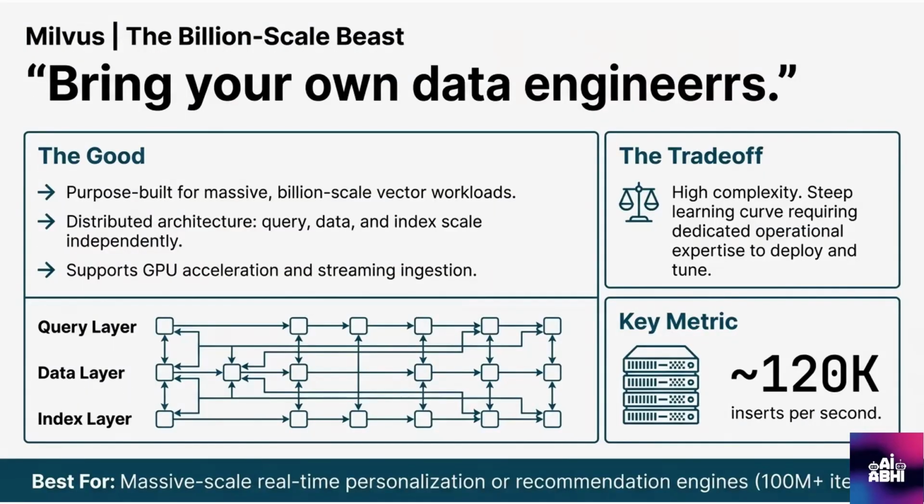That is Milvus. So it's the billion scale beast. Milvus is what you use when the other options can't keep up. It's open source, designed for billions of vectors, and supports GPU acceleration. It has the longest track record at massive scale. The architecture is distributed by design, with separate components for query, data, index and coordination that scale independently. So it supports more index types than any other option, like HNSW, IVF, DiskANN, GPU indexes, you name it.